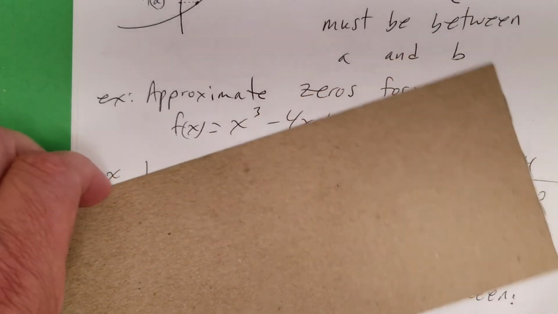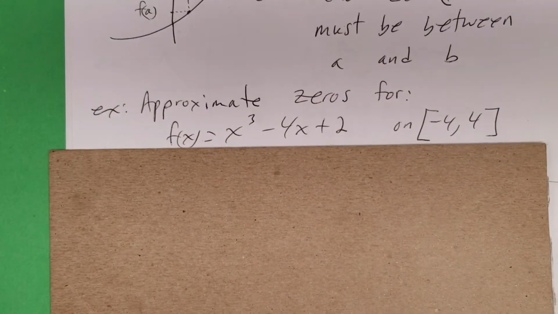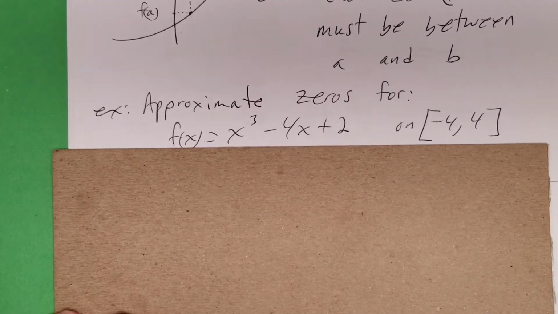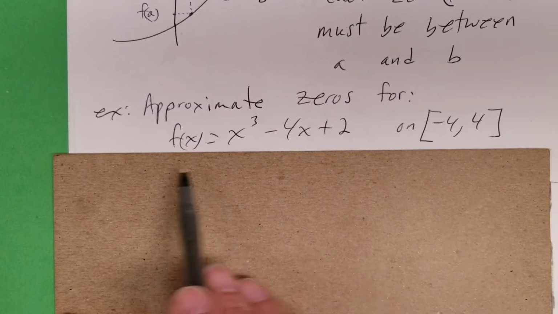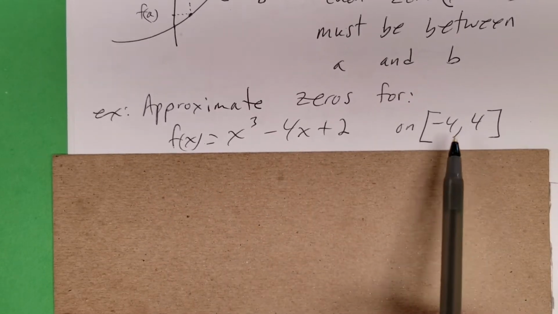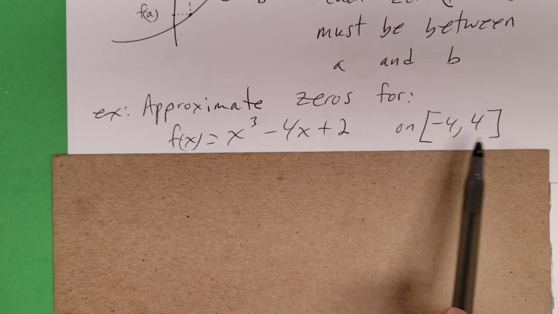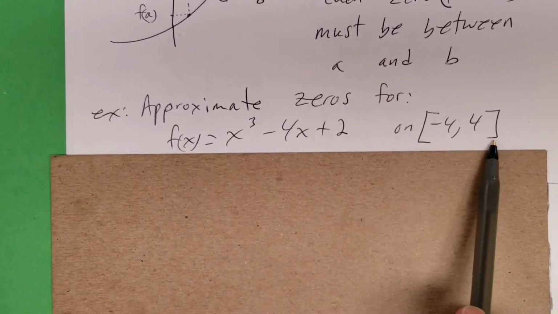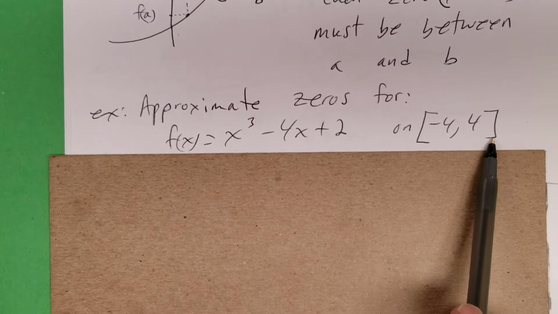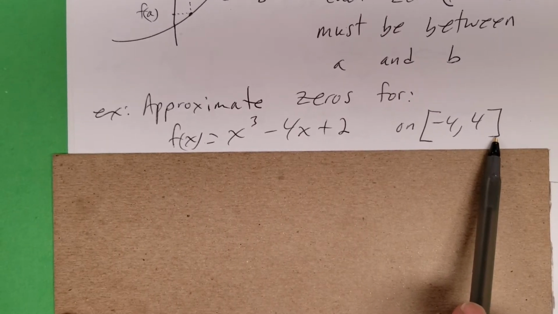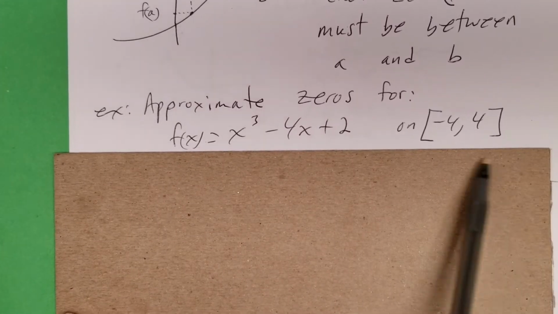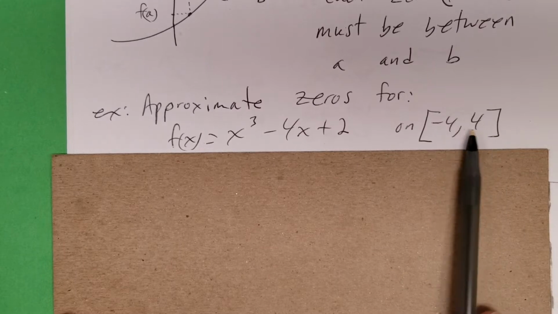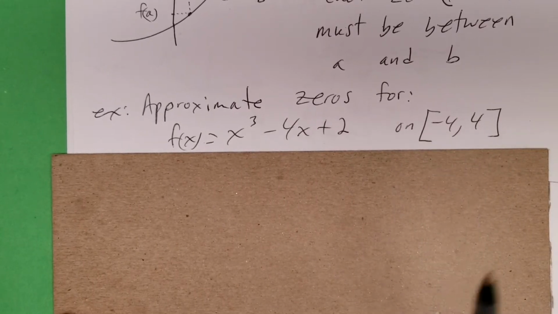Approximate the zeros using the intermediate value method. So, here's your function, and I'm telling you, go from -4 to 4. You don't have to do the rest. You don't have to go to infinity or anything. Between these two numbers, are there any zeros, any intercepts? So let's plug in everything from here to here: -4, -3, -2, -1, 0, 1, 2, 3, 4. Plug them in and see what you get.